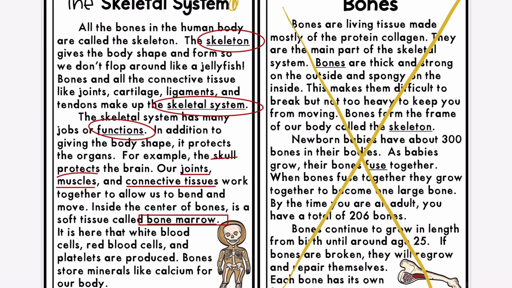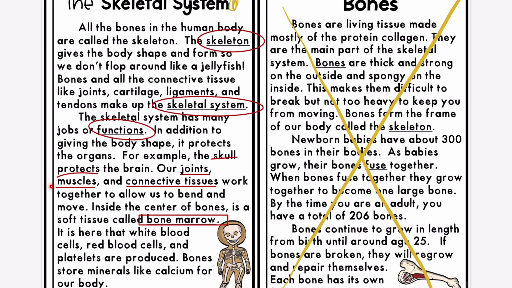The skeletal system. All the bones in the human body are called the skeleton. The skeleton gives the body shape and form so that we don't flop around like jellyfish. Bones and all the connective tissue like joints, cartilage, ligaments, and tendons make up the skeletal system. The skeletal system has many jobs or functions. In addition to giving the body shape, it protects the organs. For example, the skull protects the brain.